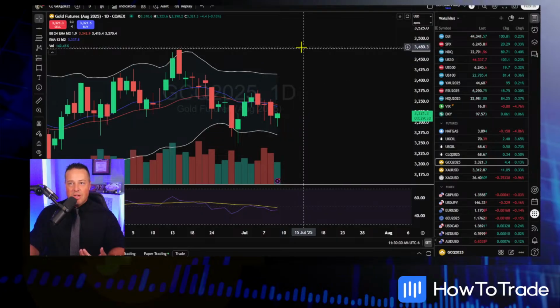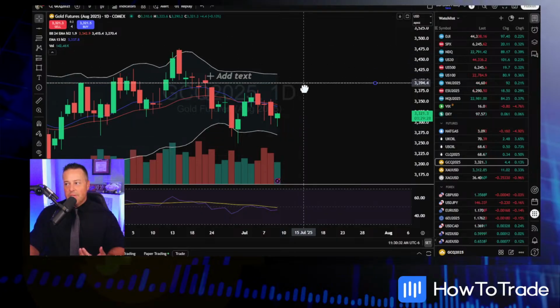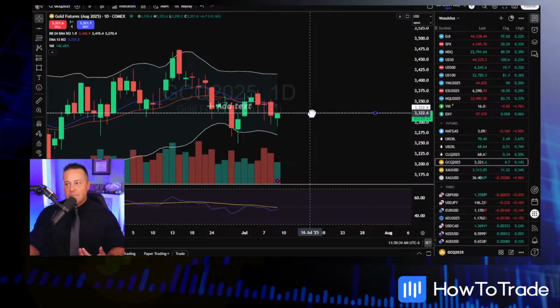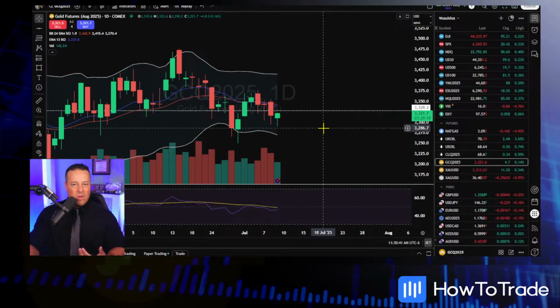Ignore this. These are August gold futures. This is the contract that I'm currently trading. I have a top side range number right up in here. It's right around 33.29ish, 28, somewhere in there.